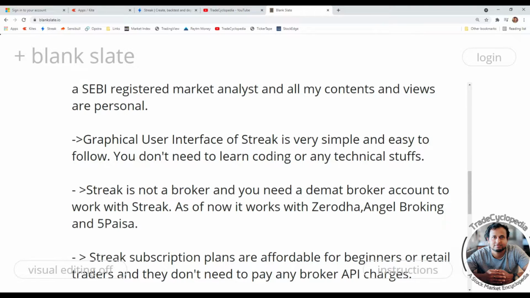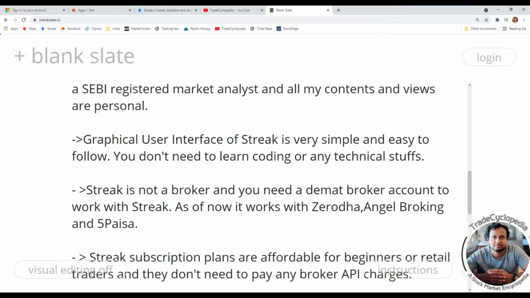I'm not saying that Streak is the best algo trading platform. There are a lot of algo trading platforms. I haven't used many, but I've used a few others, and I'm not mentioning any names. But this is the most simple. To be honest, I don't think there is any other algo trading platform in India much simpler than Streak. So this should be the simplest algo trading platform, and the graphical user interface is very easy.